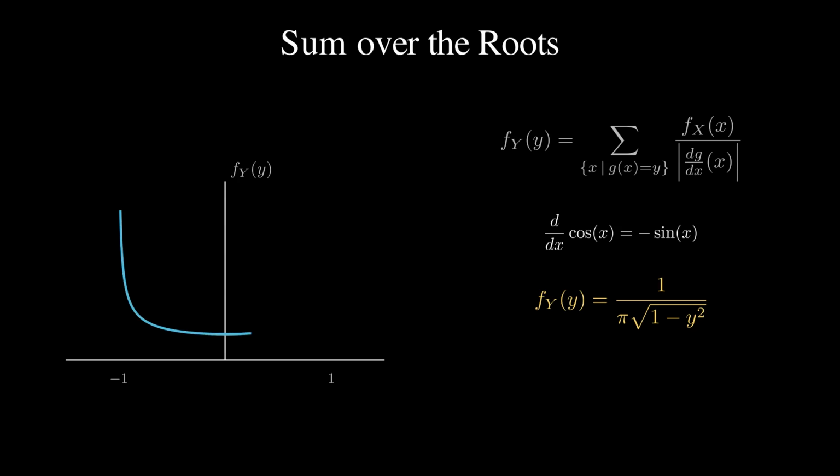Plot it and the shape is striking, a U. The density piles up near plus and minus 1 because the cosine lingers near its peaks. Shallow slope, wide pullback, heaped probability, the exchange rate at work.